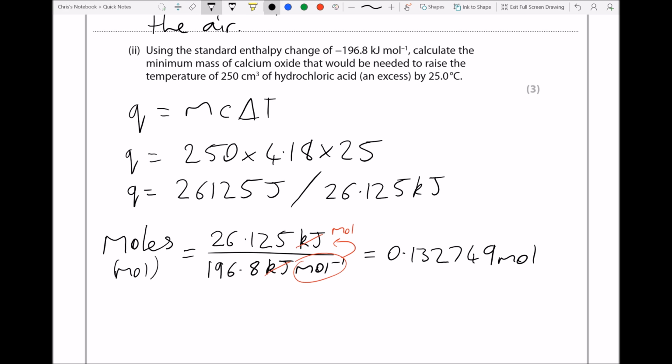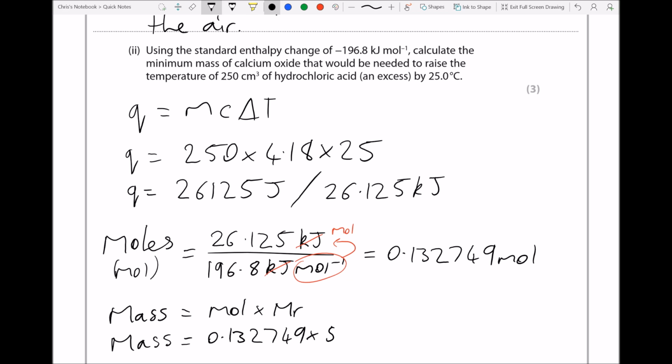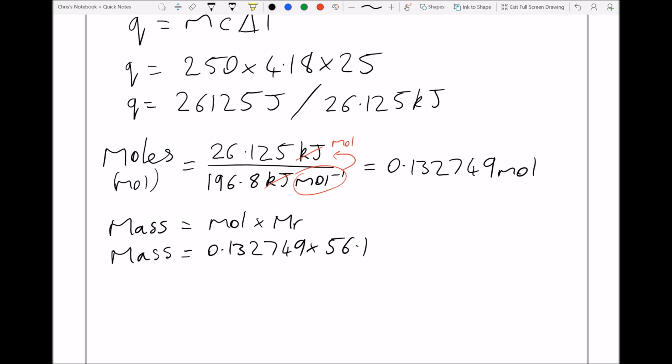And once we've done that, we can then work out the mass. The mass is just the number of moles times the Mr. So mass equals the number of moles, 0.132749, times the Mr of your calcium oxide, which is 56.1. You can use your periodic table to work that out, and then you should get a total mass.